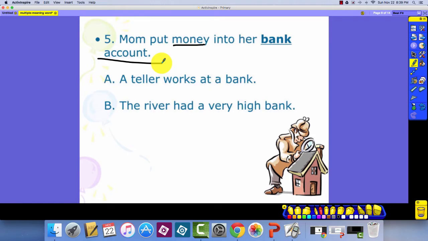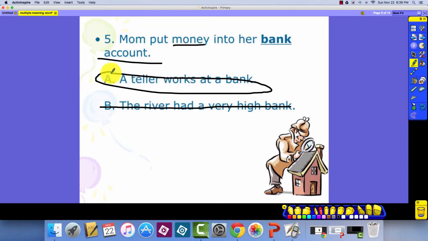Think to yourself, where do your parents usually go if they need money or if they need to get money from somewhere? They might be putting money into an account somewhere. They usually go to a bank, okay? So let's read our options. A teller works at a bank, or the river had a very high bank. Okay, they're not talking about the side of a river, okay? They're talking about a teller who may work at a bank, okay? A teller is someone who helps you to put money in a bank.